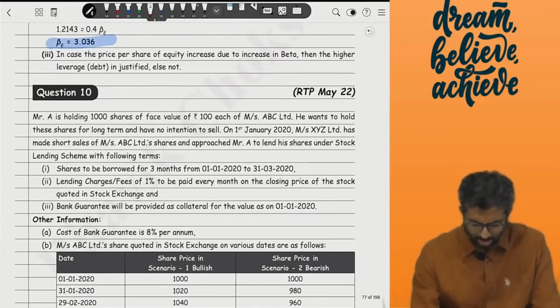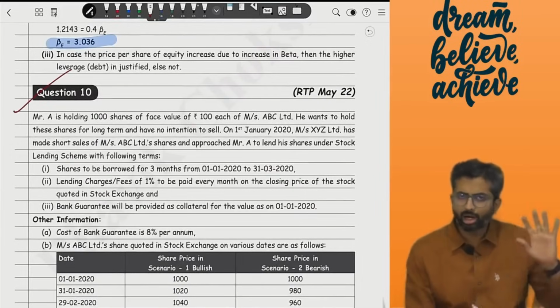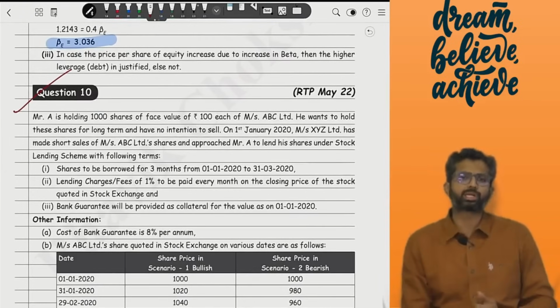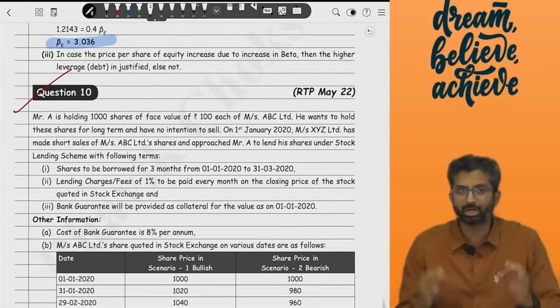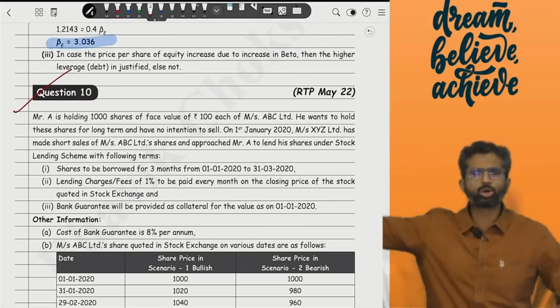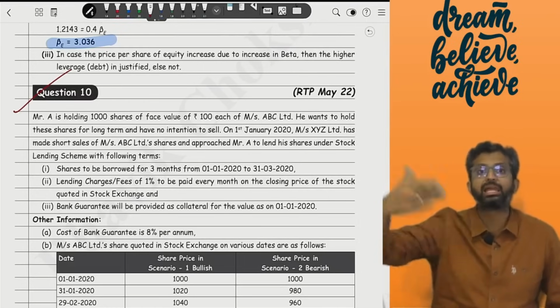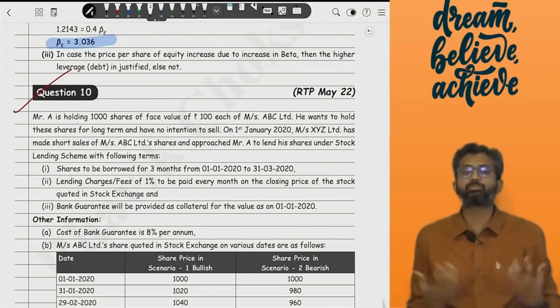Now another sum over here is a specific question pertaining to short selling. Short selling usually comes under the advance borrowing and lending mechanism, or stock lending mechanism. Under the stock lending mechanism, what happens? If I am the true owner of the share, I don't want to sell the share for the long term. I will lend that share to someone. I'm not selling my share, I'm just lending it, which means I am still the true owner.